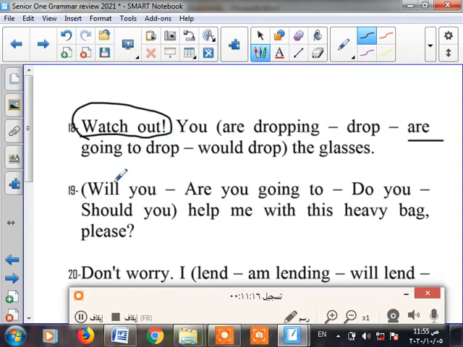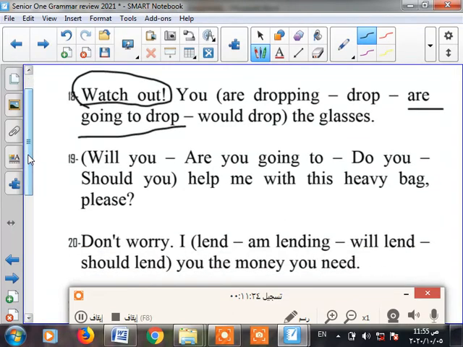So watch out, you are going to drop the glasses, something which is about to happen. Okay, so when I say watch out, take care, look out, and so on, you have to use going to. Watch out, you are going to drop the glasses.